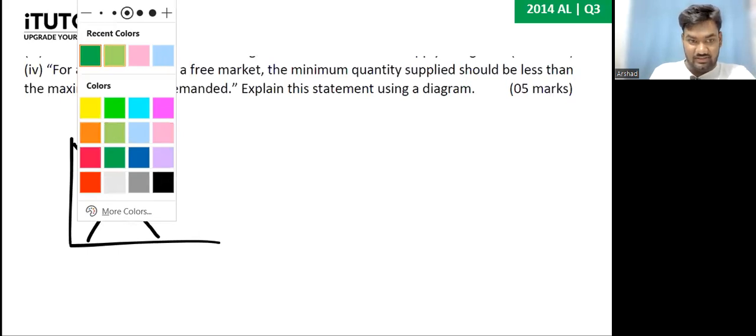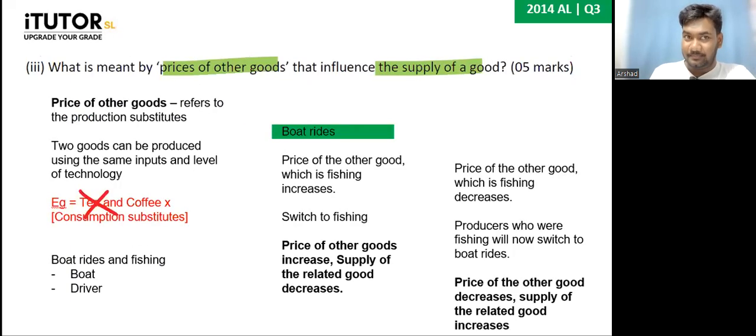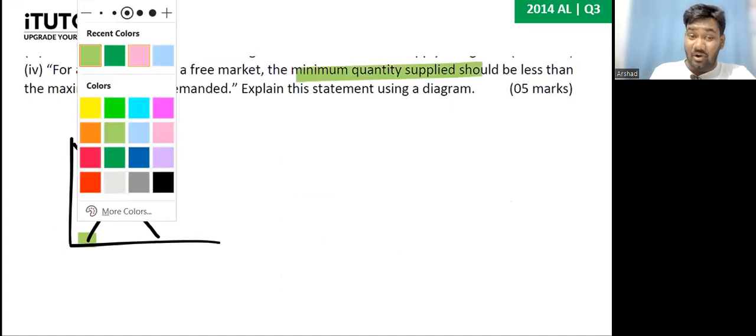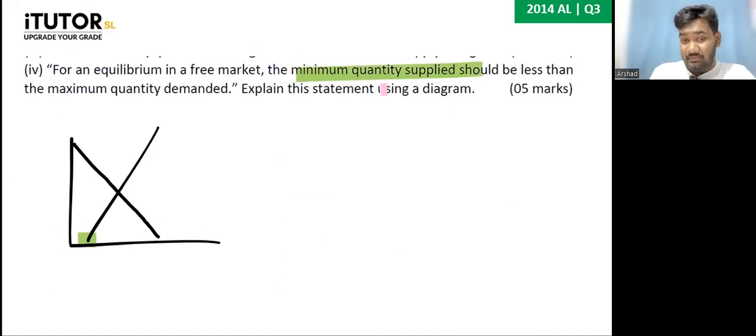Hold on, the before one. Okay. So which one is our minimum quantity supplied? Our minimum quantity supplied is this, right? So when the price is 0, how much is the quantity supplied? That's the minimum quantity supplied. Then what is our maximum quantity demanded? Maximum quantity demanded is when the price is 0, how much is the QD?